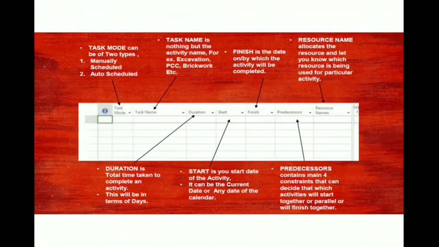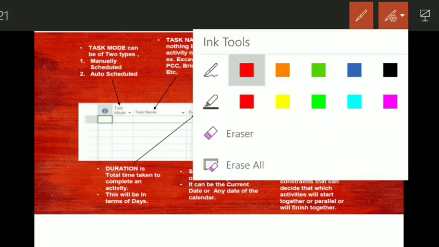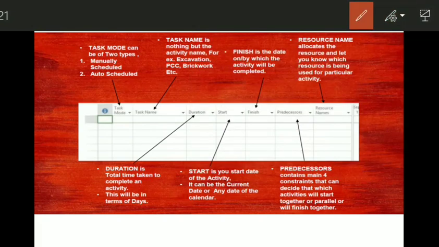So as a revision, this is again about the introduction to the screen. Here you have seen the task mode. The task mode we have seen there are two types, one is the auto scheduled and the manual scheduled. Then is the task name, that is the activity name.